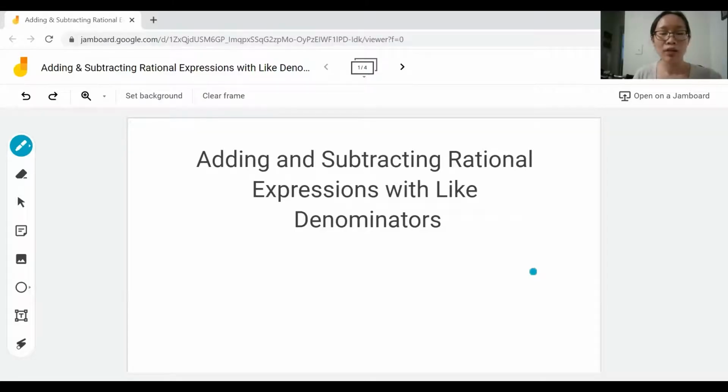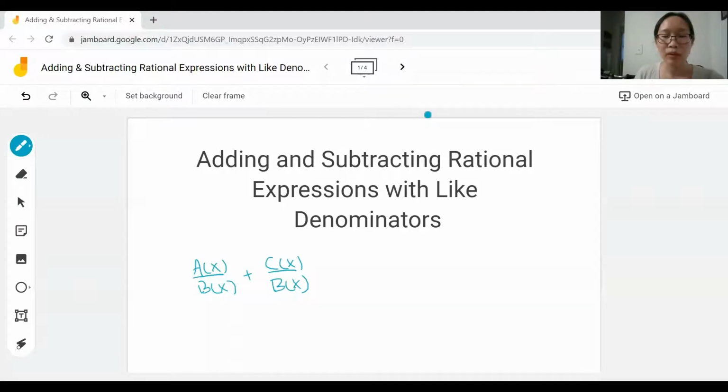Hi, I'm Ms. Cho, and in this video, we'll add and subtract rational expressions with like denominators. Rational expressions are fractions with one polynomial divided by another. We can add rational expressions that have the same denominator like we add fractions.